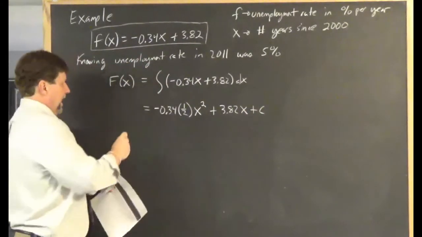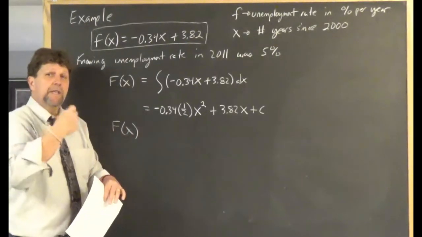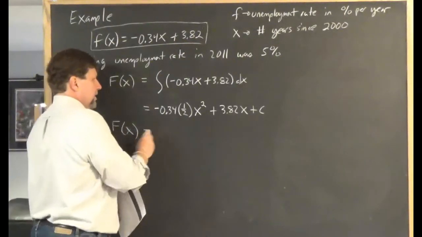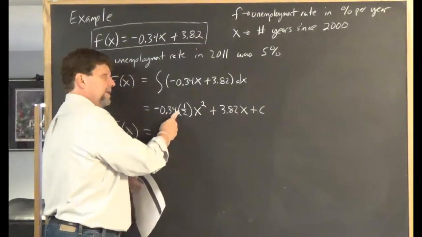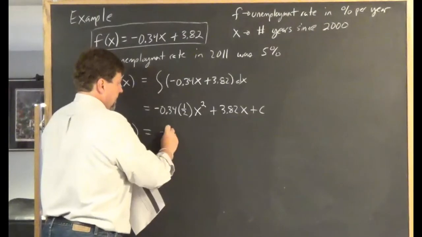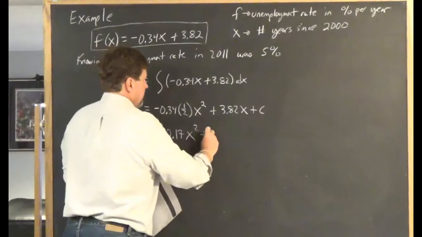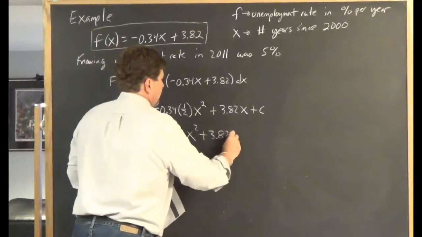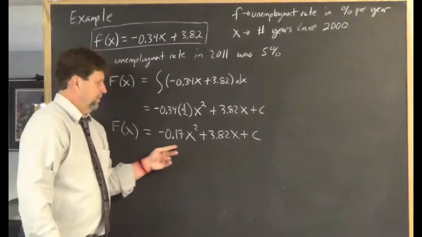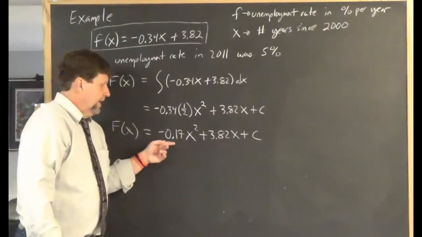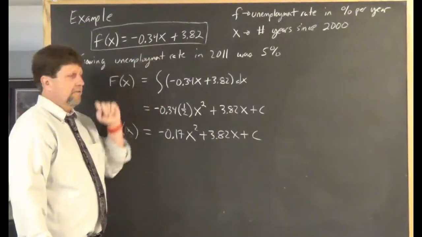So here's where we're at. We know this big F, the function that models the unemployment rate, is equal to, let's see, negative 0.34 times 1/2, that's negative 0.17. We know it's this function right here. In fact, do a quick check. Differentiate this, and you're going to get the rate of change function.